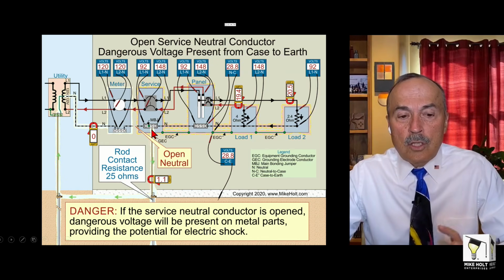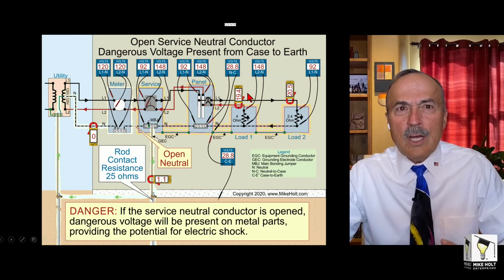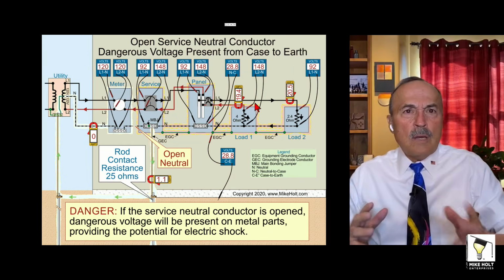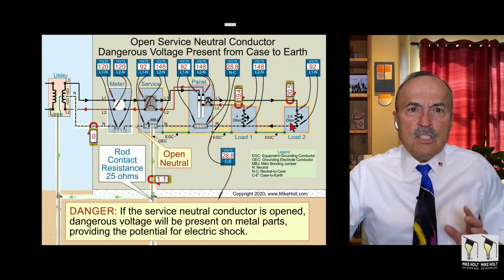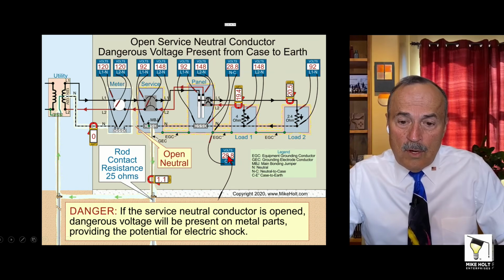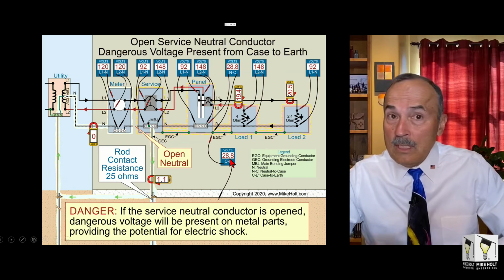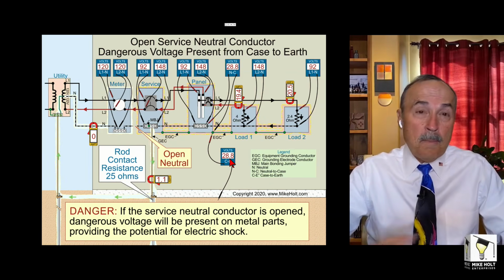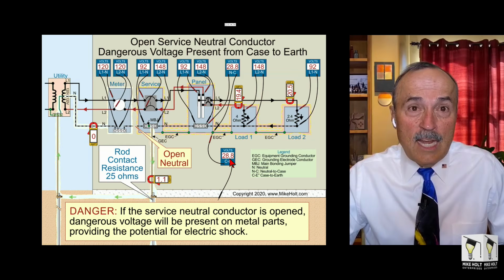So, you lose the neutral between the meter can and the disconnect. You're trying to figure out why they're saying things are acting weird. The lights are bright, the lights are dim. Somebody's in the pool, they're getting shocked. Somebody's touching something. Well, guess what? Your equipment grounding conductor is 28.8 volts. The entire building is 28.8 volts, all the metal parts. Your swimming pool is 28.8 volts.